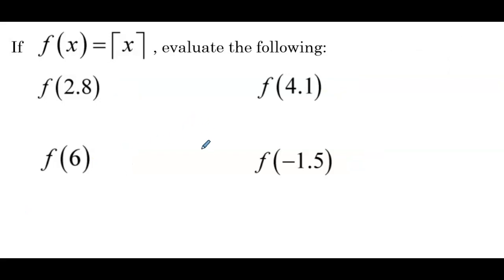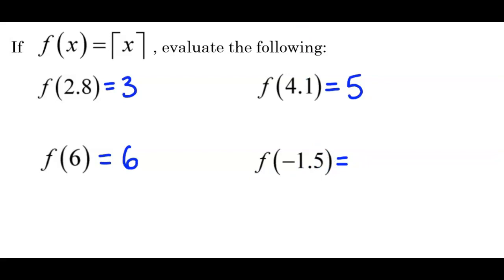So now taking the same inputs, but now evaluating the ceiling function, f of 2.8, so what integer is right above 2.8? That would be 3. F of 4.1, we round up. So round up to the next integer, that's going to be 5. If we input an integer, we just get that same integer out.